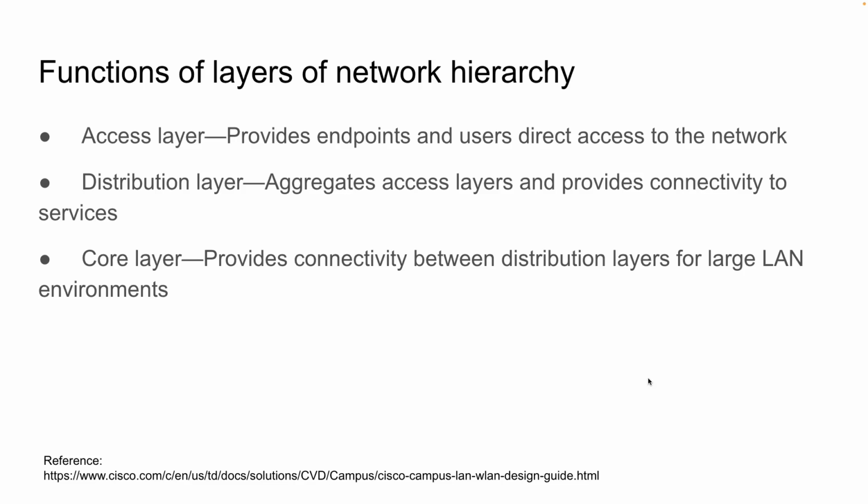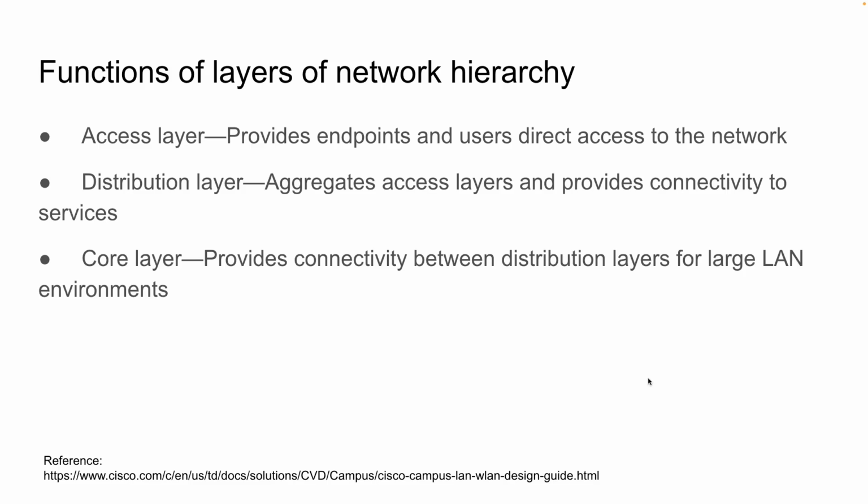There are strictly defined functions of each layer. The access layer provides endpoints and users with direct access to the network. The distribution layer must aggregate access layers and provide connectivity to services. One of the functions of the distribution layer is filtering user traffic, because not always traffic from any users must reach any destinations. For example, the engineering team must not have access to the financial servers and documents, right?